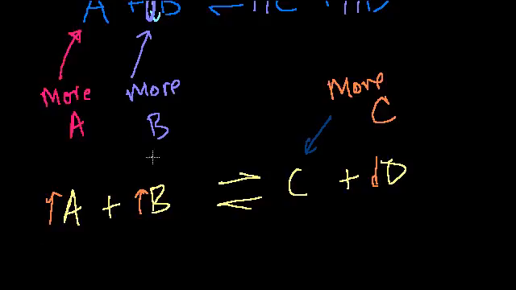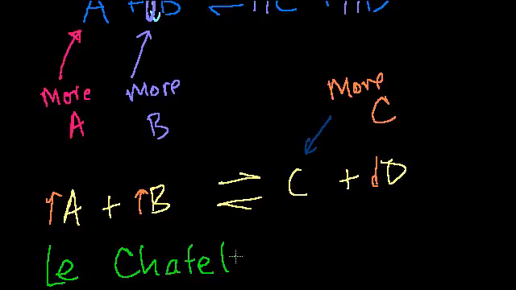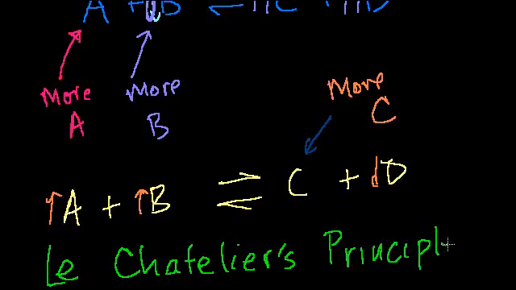And this idea seems pretty common sense, but there's a fancy name for it. It's called Le Chatelier's principle. If you've watched enough of these videos, you know I have to be careful with my spelling. And all it says is that when you stress a reaction that's in equilibrium, the reaction will favor one side of the reaction to relieve that stress.